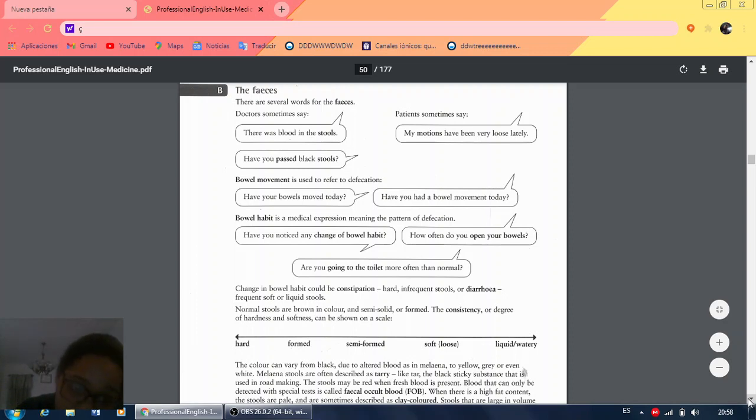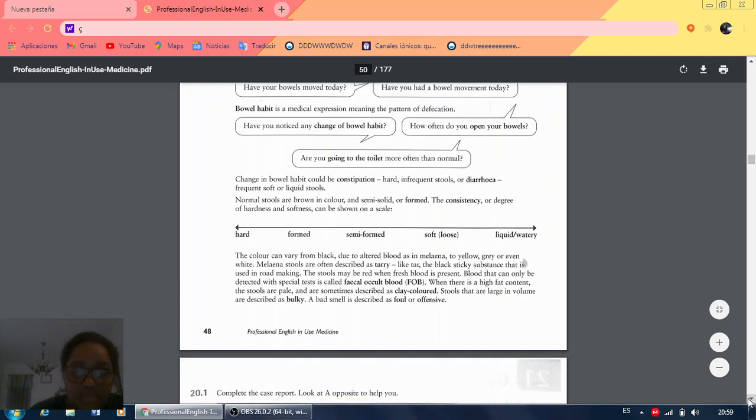Form of the stools. Normal stools are brown in color and semi-solid. A formed stool consists of hard or soft stools. Hard or semi-formed, soft, liquid, watery. The color can vary from black due to altered blood, to yellow, green, or pale, or black sticky substance.